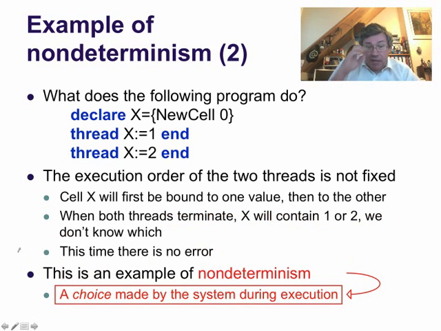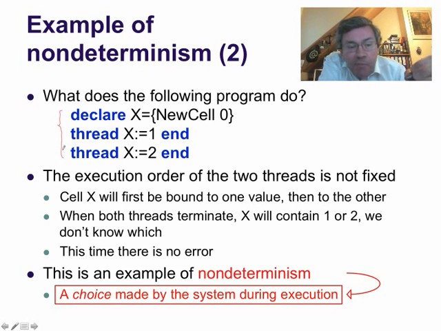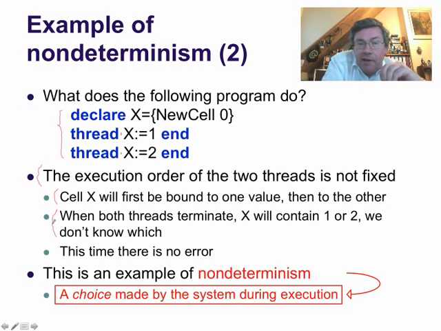So here's another example with a cell. We have a program which is very similar. We declare X as a new cell, and then in 2 threads, we assign the cell 1 and we assign 2. Again, the execution order of the 2 threads is not fixed. The 2 assignments will be done in any order. The cell X will first be bound to one of the 2 values and then to the other. And after both threads terminate, the resulting value of X will be either 1 or 2, but we don't know which. In this case, there's no error.